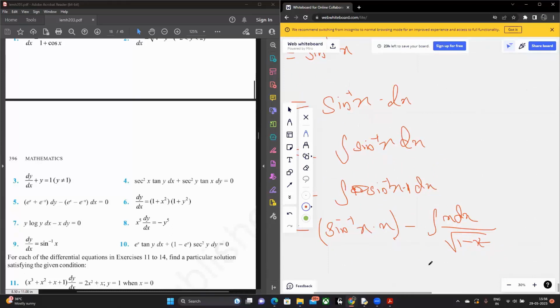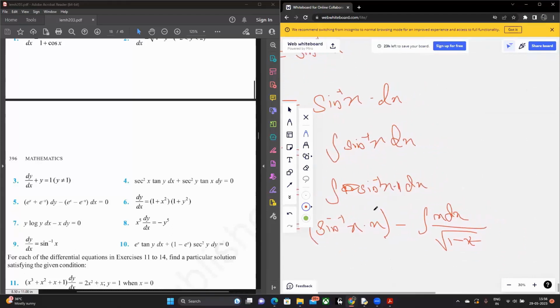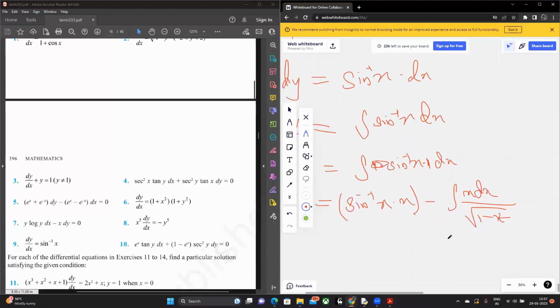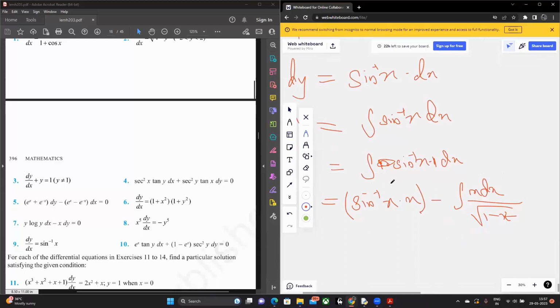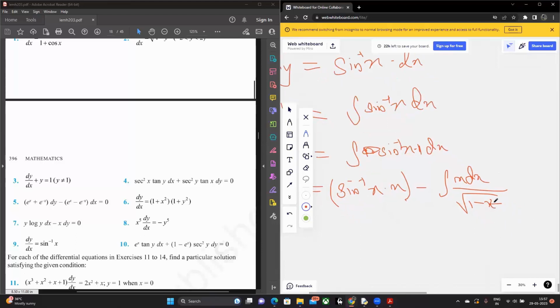This is integration by parts. You should all know this formula, right? The UV rule of integration or integration by parts, whatever you want to call it. You basically do u integral v minus integral of du by dx into integral of v dx, right? So that's the formula I've used here. It's x into sine inverse x minus integral of x dx divided by root of 1 minus x squared.